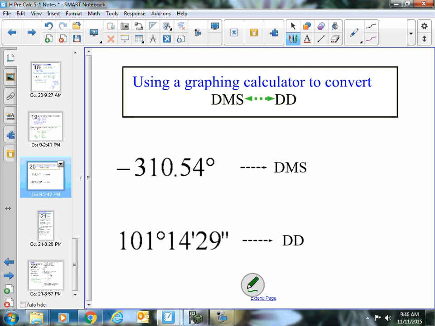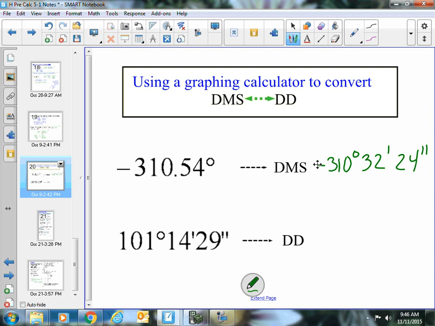All right, when we do the first one, if it's a negative angle, it's still going to be negative. That just means you're measuring clockwise instead of counterclockwise. Whether you're in degrees, minutes, seconds, or degrees as a decimal, it works the same way. So it'd round out to that. So negative 310 degrees, 32 minutes, 24 seconds.